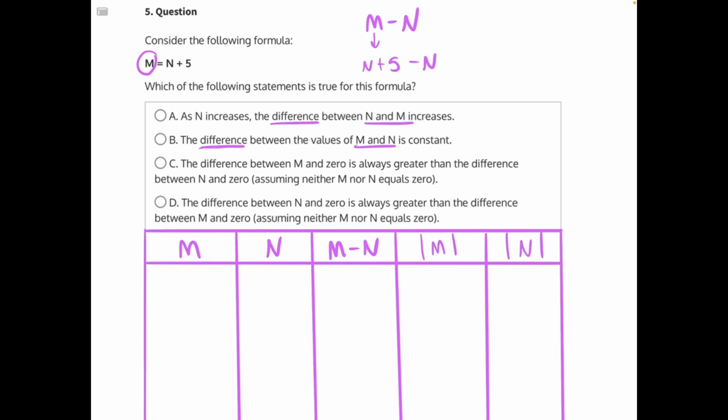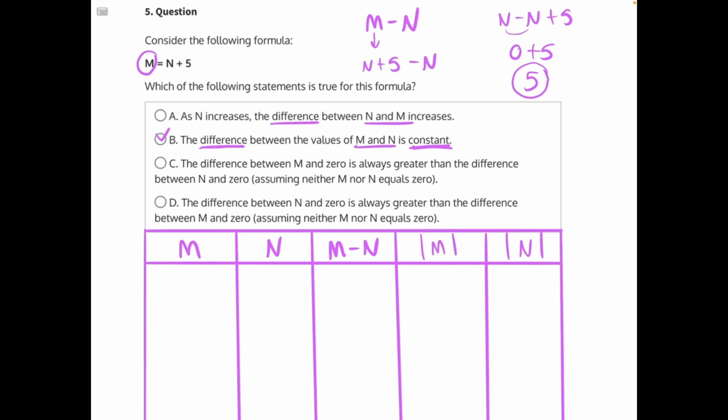We can rearrange the expression to have our like terms next to each other. N minus n would just give us 0 plus 5, which is 5. This result is a constant, meaning that the relationship within this difference is also constant, making B our correct answer. However, this is not the most intuitive way to approach this problem.